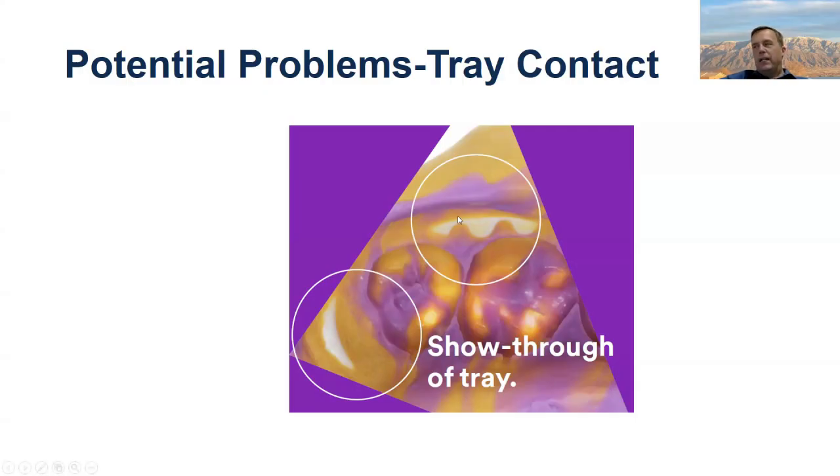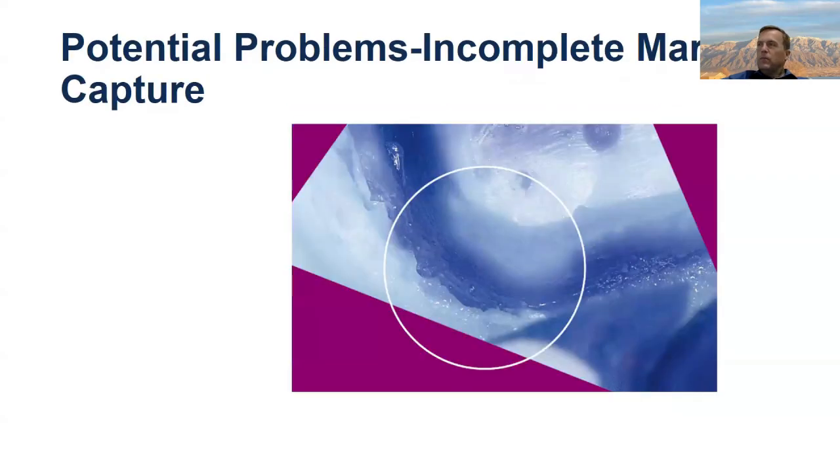Now, if this is a metal tray, a single-sided metal tray, kind of who cares? You have to use your judgment and look at the case and say, was the case compressed in such a way that it would spring back or not? If you think it sprung back, I'd take another impression. Incomplete margin capture.